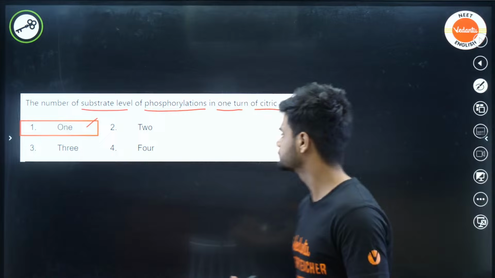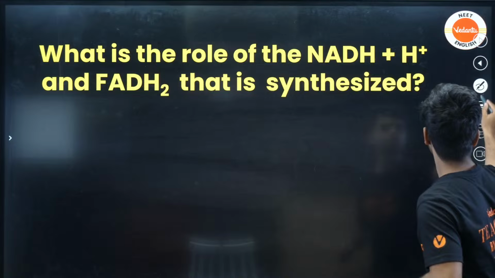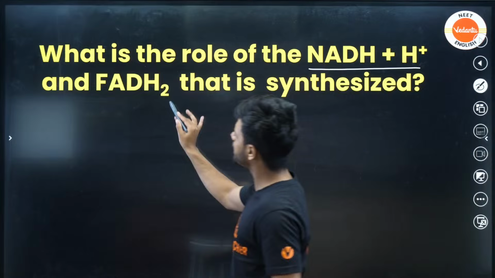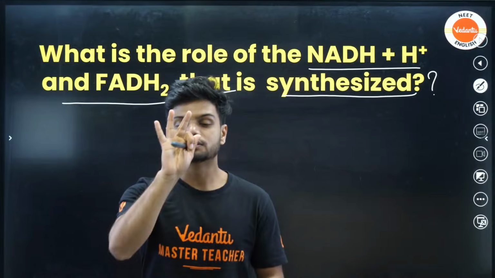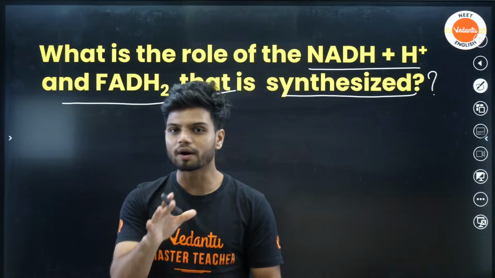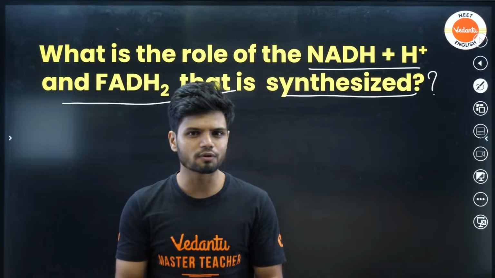Now, what is the role of NADH and FADH2 in ATP synthesis? Whatever NADH is produced, totally we have 4 NADH now: 1 from link reaction, 3 from your Krebs cycle. We have 1 FADH2 too. What happens to all of them? What is the fate of all the NADH? Even in your glycolysis, 2 NADH is produced. What happens to all the NADH?